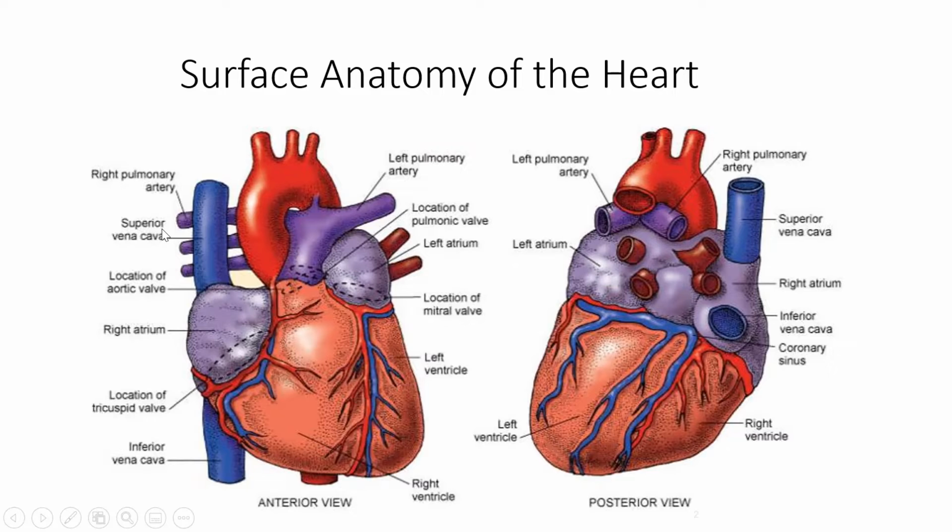Here we have the right pulmonary artery. Here we have the superior vena cava, and the superior vena cava actually drains blood from the head, the neck, and the shoulder into the right atrium. Let me get a pen so I can mark here so you know what I'm talking about. This is the structure I'm talking about. This is the superior vena cava. It dumps the blood into the right atrium.